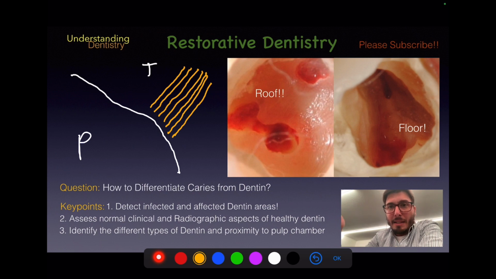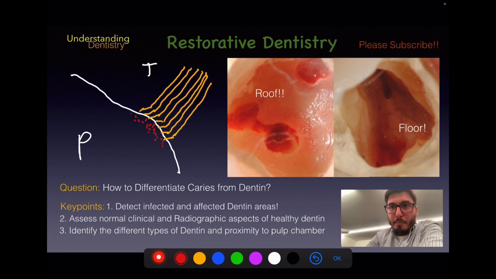However, at the limits of the pulp chamber, you guys would find dentin with a different orientation of the cells of the tubules, okay? And then this would be the secondary dentin, right? So the secondary dentin is the dentin produced after the tooth is formed, right? And then you could have the tertiary dentin, which is the dentin being produced as a reaction to damage, right?